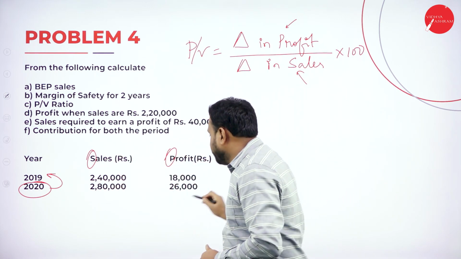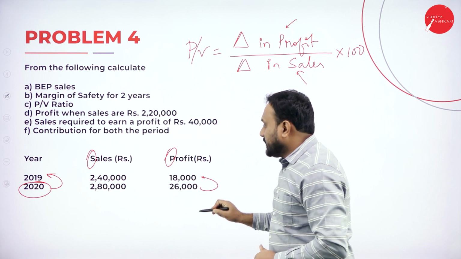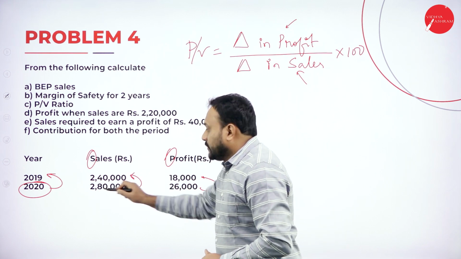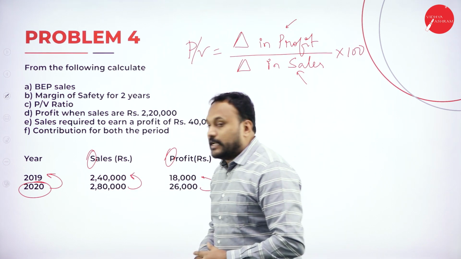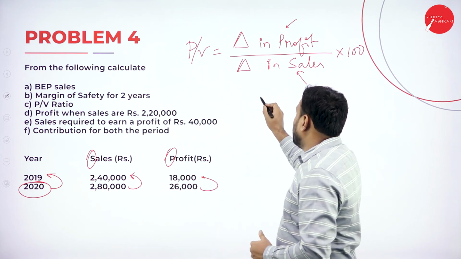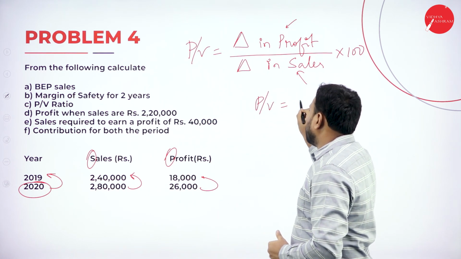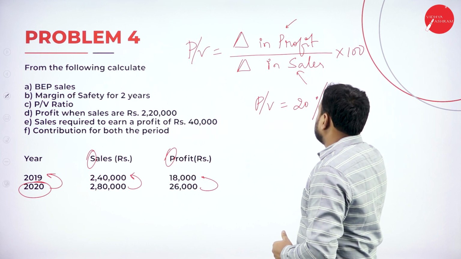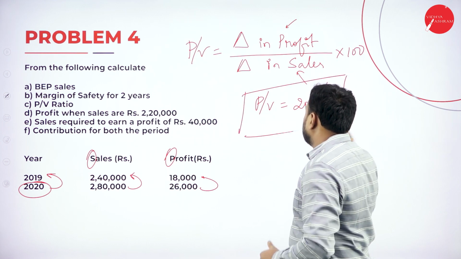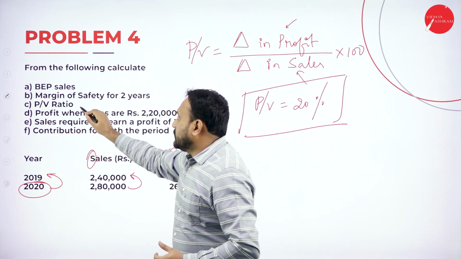So what is it that we have done? 26,000 minus 18,000, divided by 2,80,000 minus 2,40,000, into 100. So what have we got? PV is equal to how much? 20%. So my PV is done.